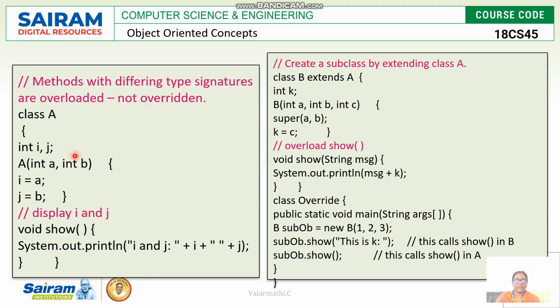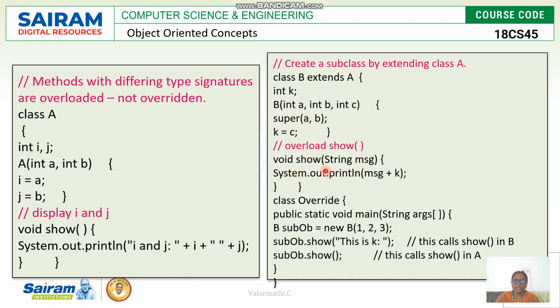Then one more example is given here. Similarly, the same concept is extended in some other way. Class A is my first superclass. It has the show method of I and J. There are no changes in this class A. In class B, what we are doing? We are invoking the super of A and B constructor. Then K is assigned to C.